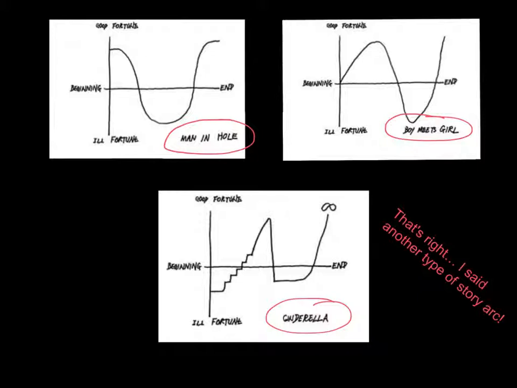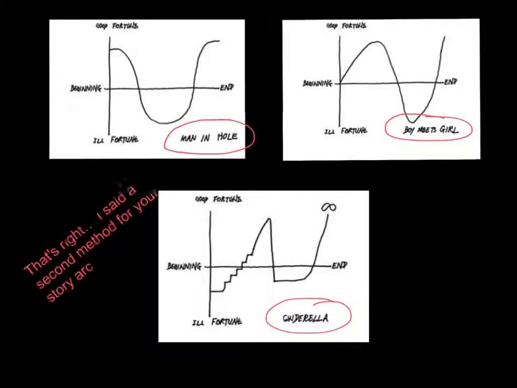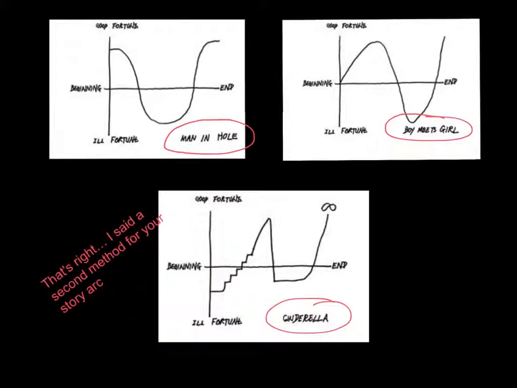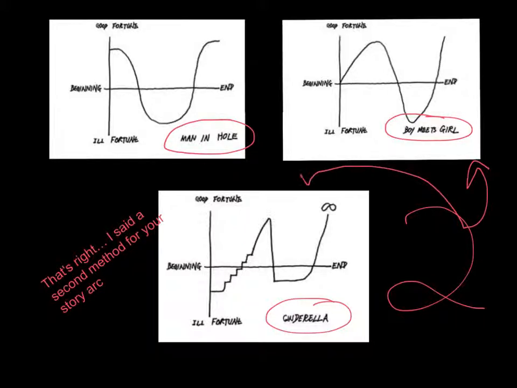For example, again, if you chose Cinderella, you may not choose that one, but you may choose one of the other ones. Basically, what I want you to be doing is trying a second method for your story. That's right, I said a second method for your story arc, which means after today, you will have tried two different story arcs. Maybe last night you tried that one. Maybe today you're trying that one.